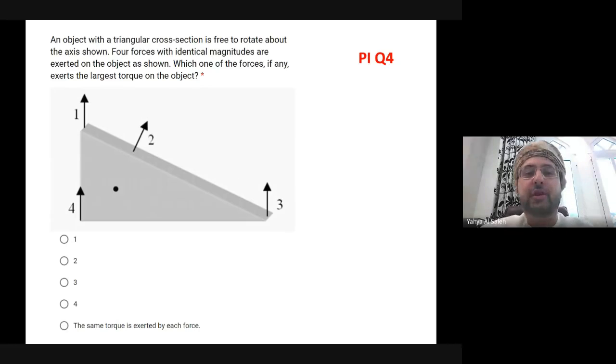An object with a triangular cross section is free to rotate about the axis shown. Four forces with identical magnitudes are exerted on the object as shown. Which one of the forces, if any, exerts the largest torque on the object?